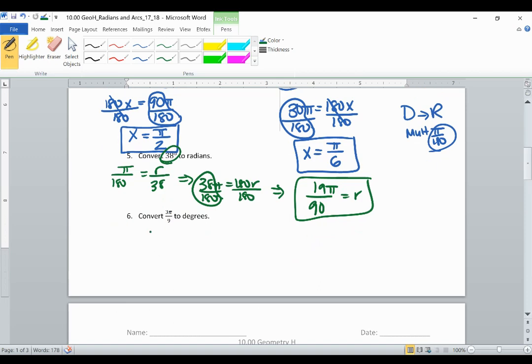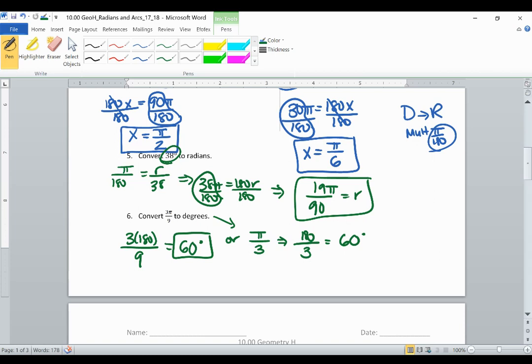And number 6, we're going to convert 3 pi over 9 to degrees. So 2 options here. You can just substitute in your 180 and you get 540 over 9, which is 60. Or you might have reduced that first. You might have said, oh, well, 3 pi over 9 is pi over 3, and then subbed in your 180. 180 over 3 is 60. Either way would work here.